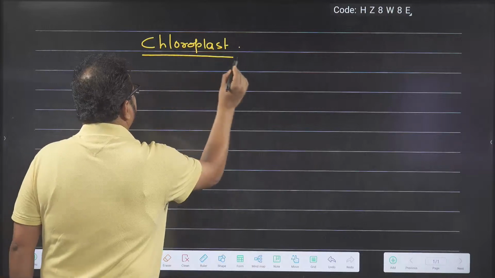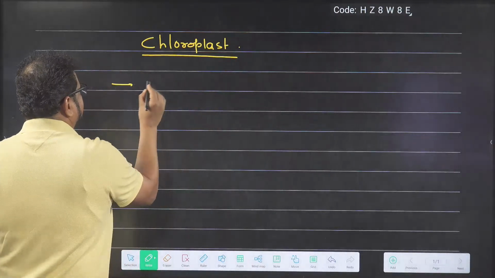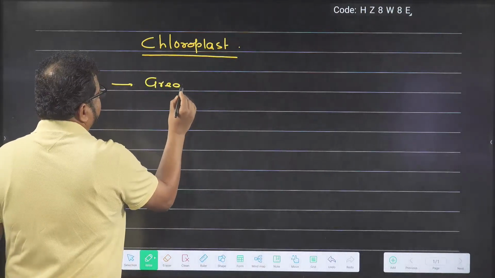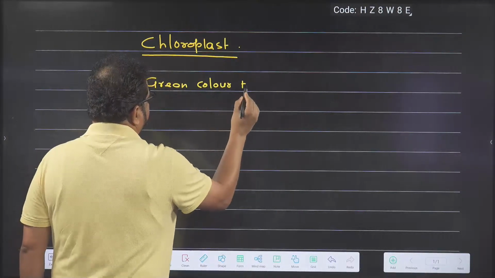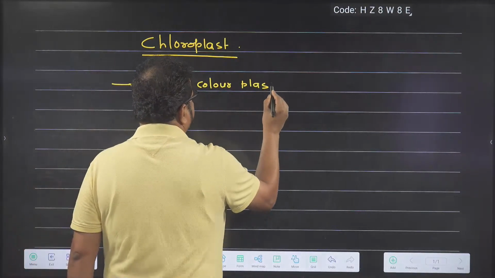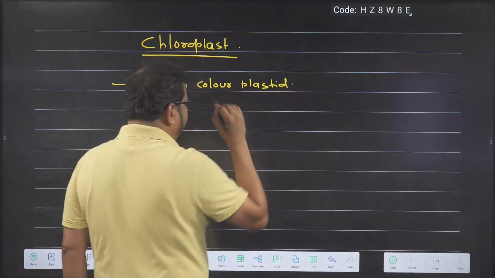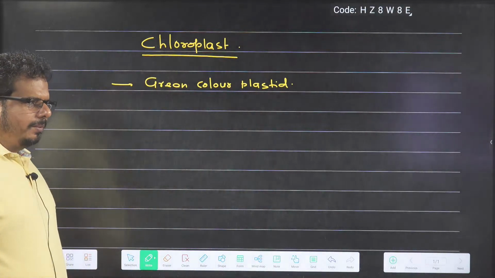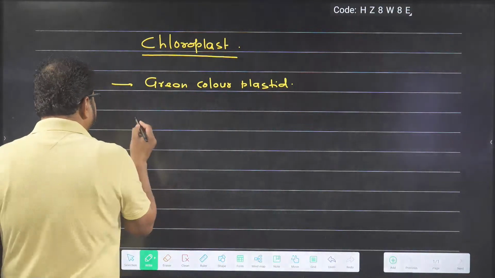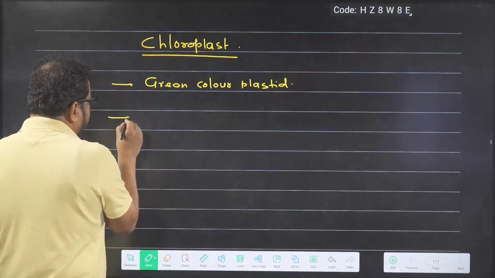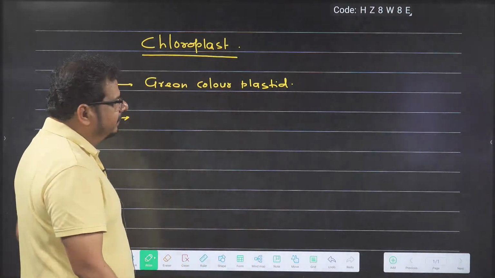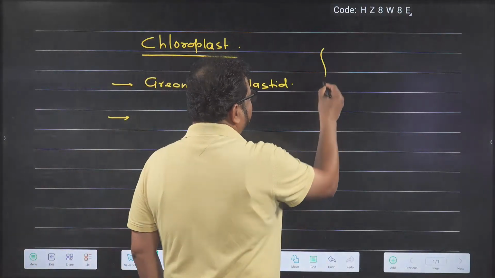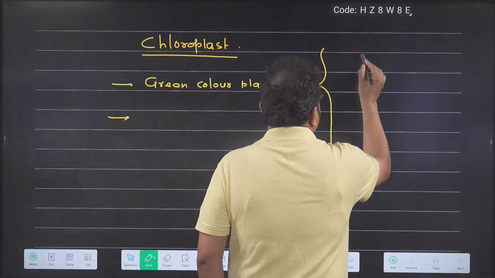So what is this chloroplast? Green color plastid. Green color plastid is called chloroplast. Where is this chloroplast present? Can you answer the question? I am asking a question. Try to answer it. Then I will teach.